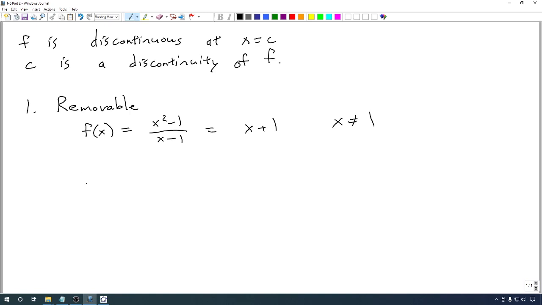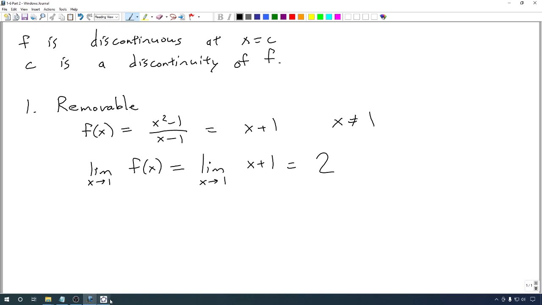We can, however, find the limit at 1. The limit, as x goes to 1, of f of x, because we can use this formula here, is just the limit as x goes to 1 of x plus 1. And this is just a line, a linear function or polynomial. We can plug 1 into that formula. We get 1 plus 1, and we get 2.